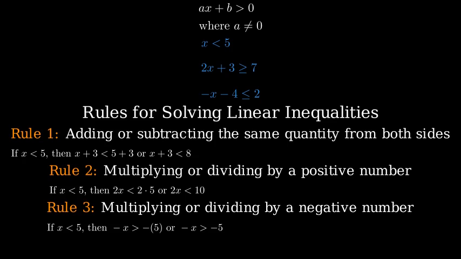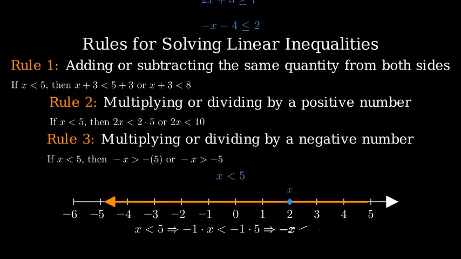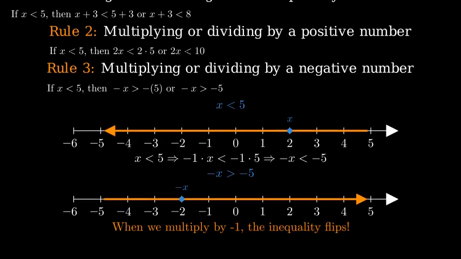Let's understand why we need to flip the inequality sign when multiplying or dividing by a negative number. Consider the inequality x < 5 on a number line. It means x is to the left of 5. Now, when we multiply both sides by -1, we get -x < -5. But on the number line, -5 is to the left of -x. So the correct way to write this is -x > -5.